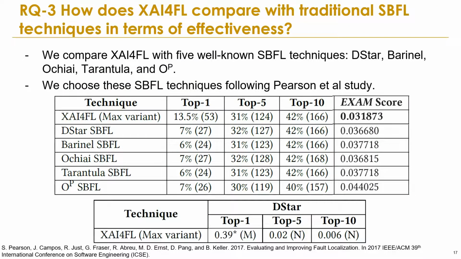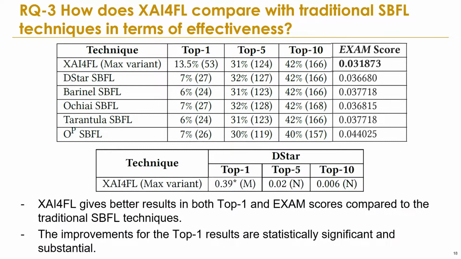In RQ3, we compare XAI4FL with 5 well-known SBFL techniques based on the study by Pearson et al., where they check the effectiveness of SBFL techniques. The techniques are D-star, Barinel, Ochiai, Tarantula, and OP. The results show that XAI4FL gives better results in both top 1 and EXAM scores compared to the traditional SBFL techniques. And the improvements for the top 1, which is our main metric, are statistically significant and substantial.